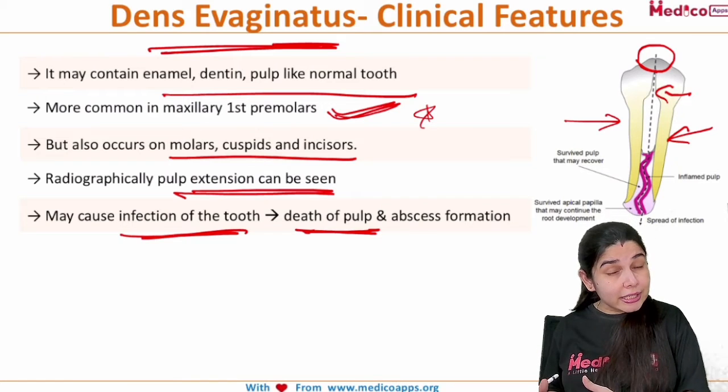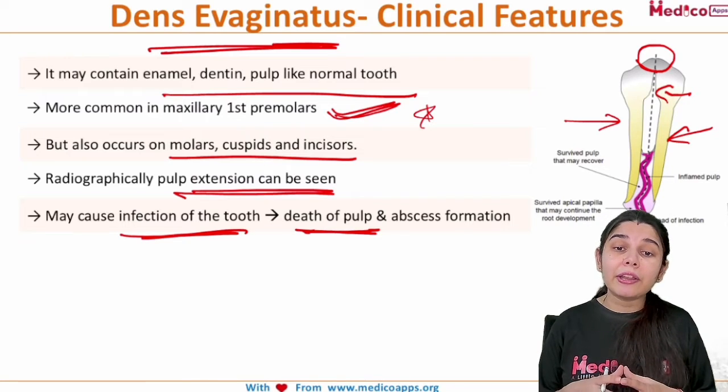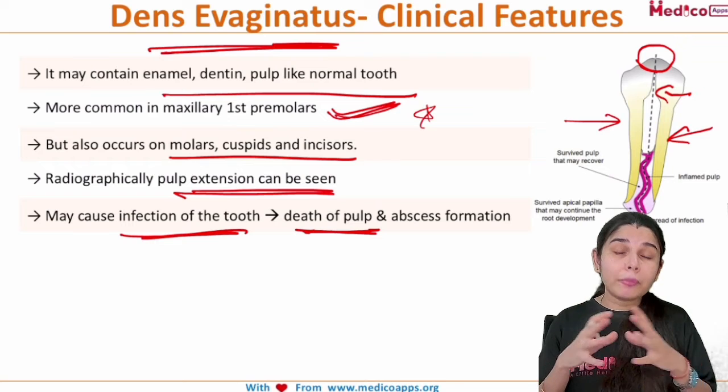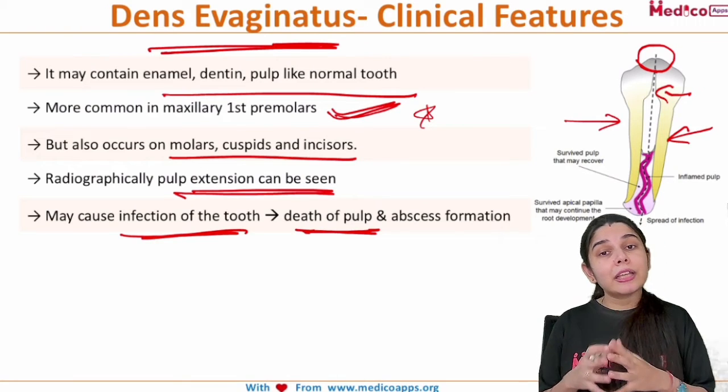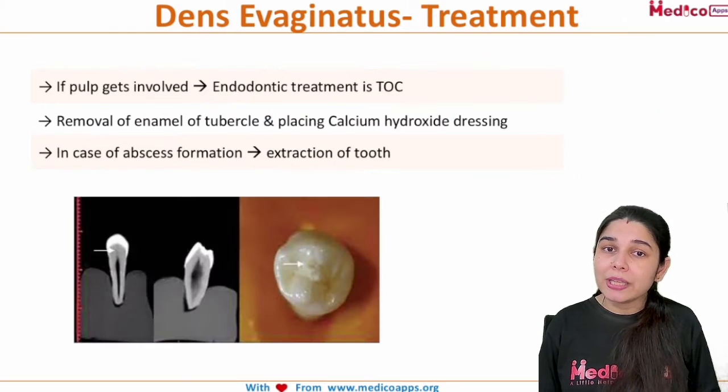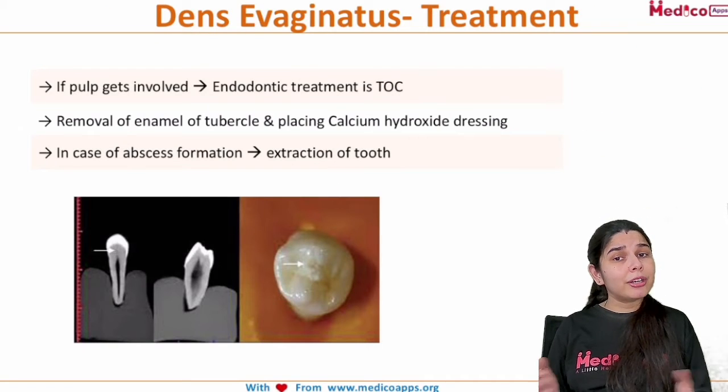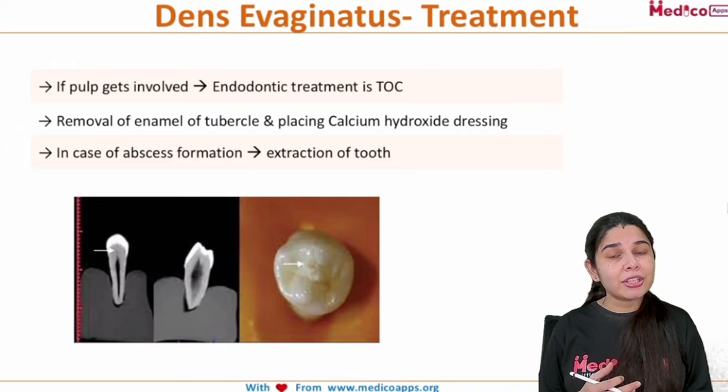But it is most commonly seen in the premolars. And there are chances that there can be infection of the tooth. And how? Because the pulp is also involved in certain situations, in that case abscess formation can also be seen. Lastly, how would you treat a patient with dens evaginatus?